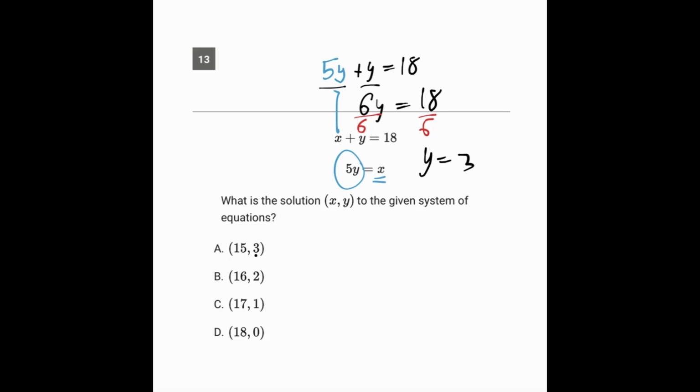Now out of the answers, there's only one that has a y value of 3. So we know our answer here has to be A.